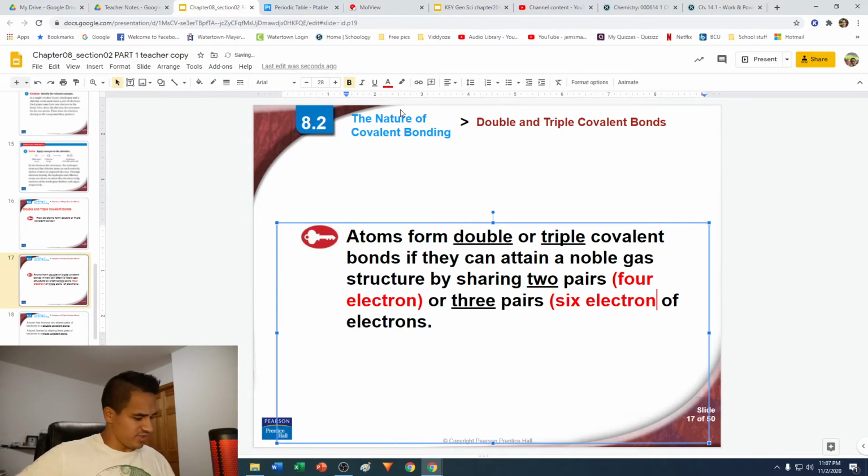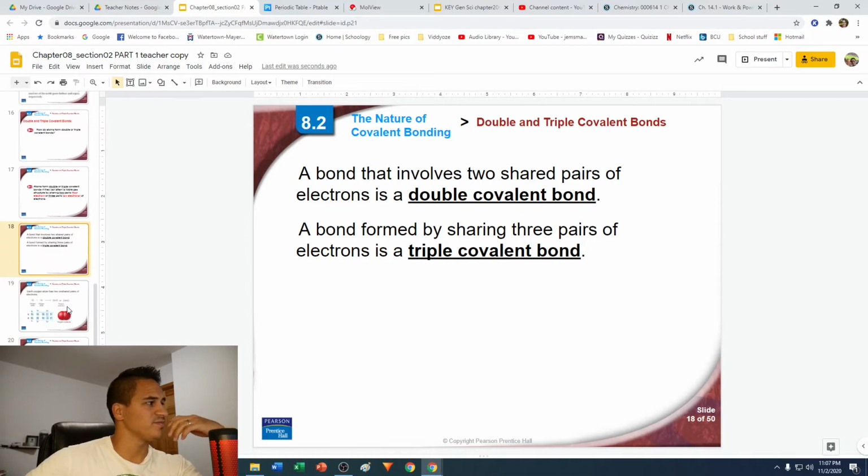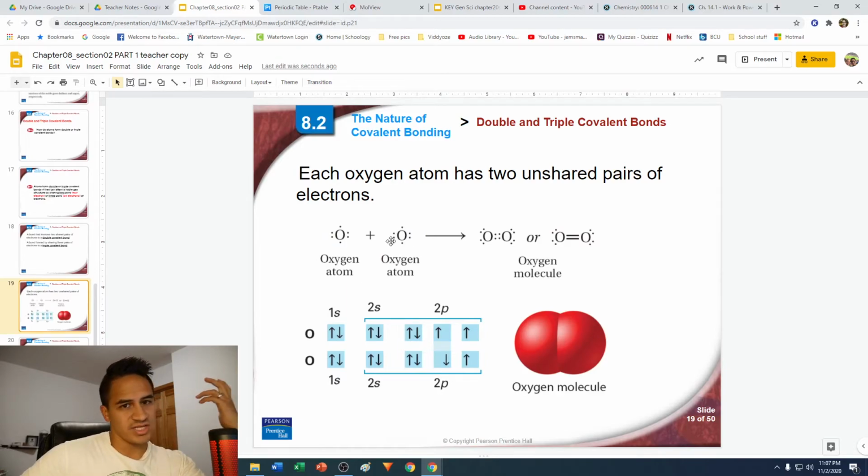So we'll take a look at some examples of things that make double and triple covalent bonds. So again, a double covalent bond is 2 shared pairs of electrons. A triple covalent bond is 3 shared pairs. So here's an example: oxygen.